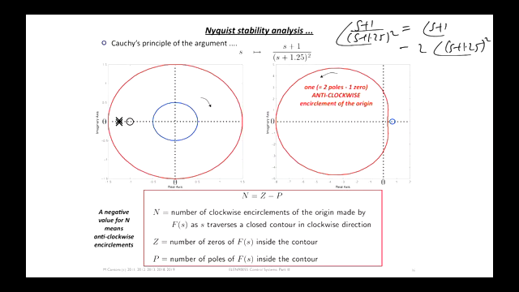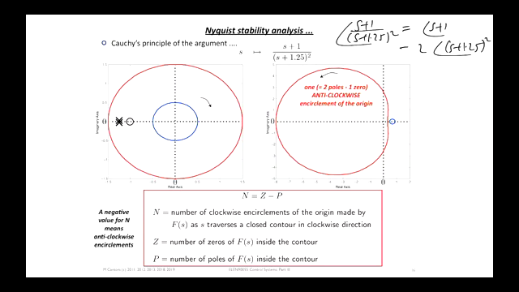So the number of clockwise encirclements we'll get will be Z, the number of zeros of f inside the contour that we traverse in a clockwise direction, minus P, the number of poles of the rational function inside the contour that we traverse in a clockwise direction. So by just mapping these points to new points in the complex plane, counting how many times it goes around the origin in a clockwise direction tells us the excess of zeros of the rational function over the number of poles, the difference between the number of zeros and number of poles. So that's Cauchy's principle of the argument.